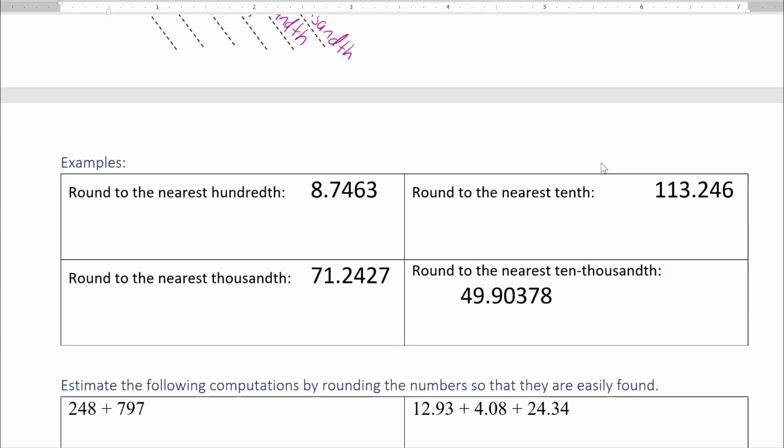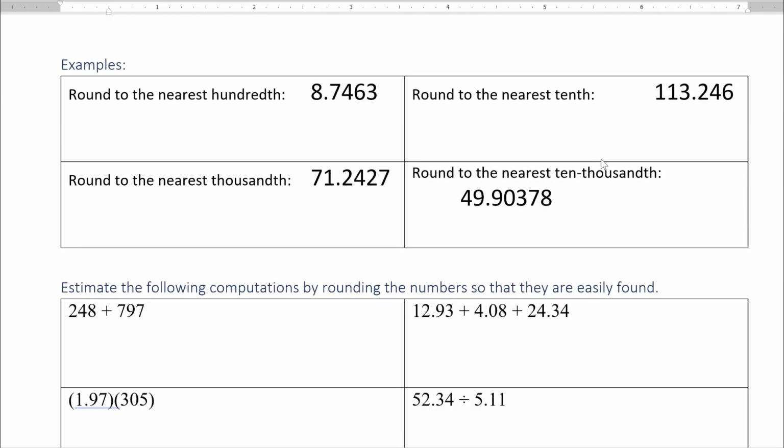So now let's practice. We are rounding to the nearest hundredth. If the 7 is the tenth, that means the 4 is the hundredth. The rules are the same. So the 4 is my rounding digit. That means 6 is my test digit. Because 6 is greater than 5, the 6 tells the 4 to move up to a 5.